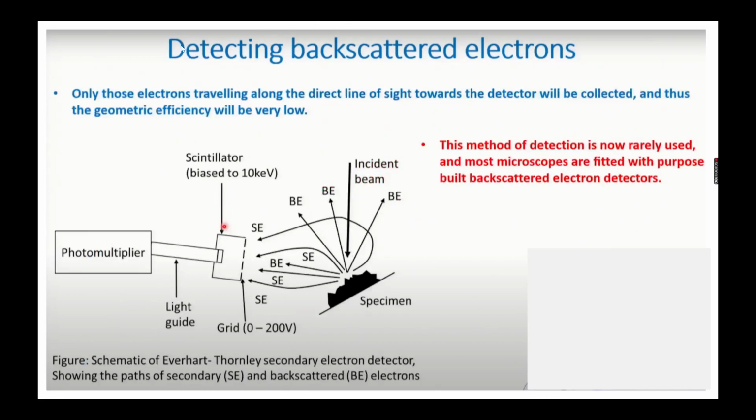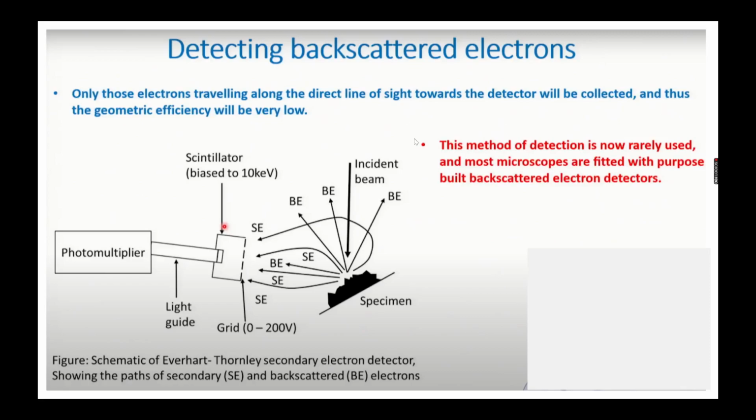Also, when you see the lecture on how to detect this, the whole procedure: when the incident electron beam strikes your specimen, backscattered electrons and secondary electrons will all be generated. And this is your ET detector. Here you can see some of the backscattered electrons are going and the secondary electrons are also going. Only those electrons traveling along the direct line of sight towards the detector will be collected, and thus the geometric efficiency will be very low. It is saying so.